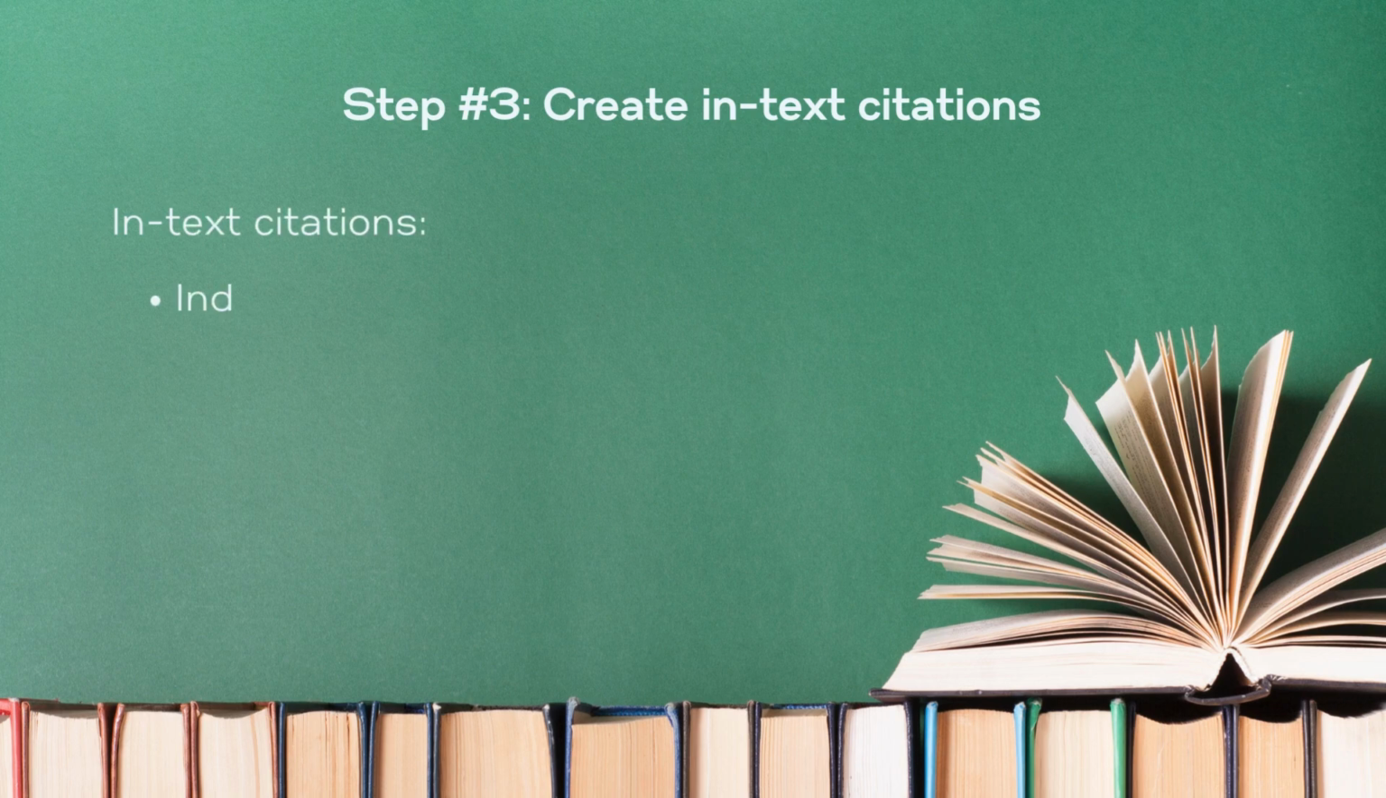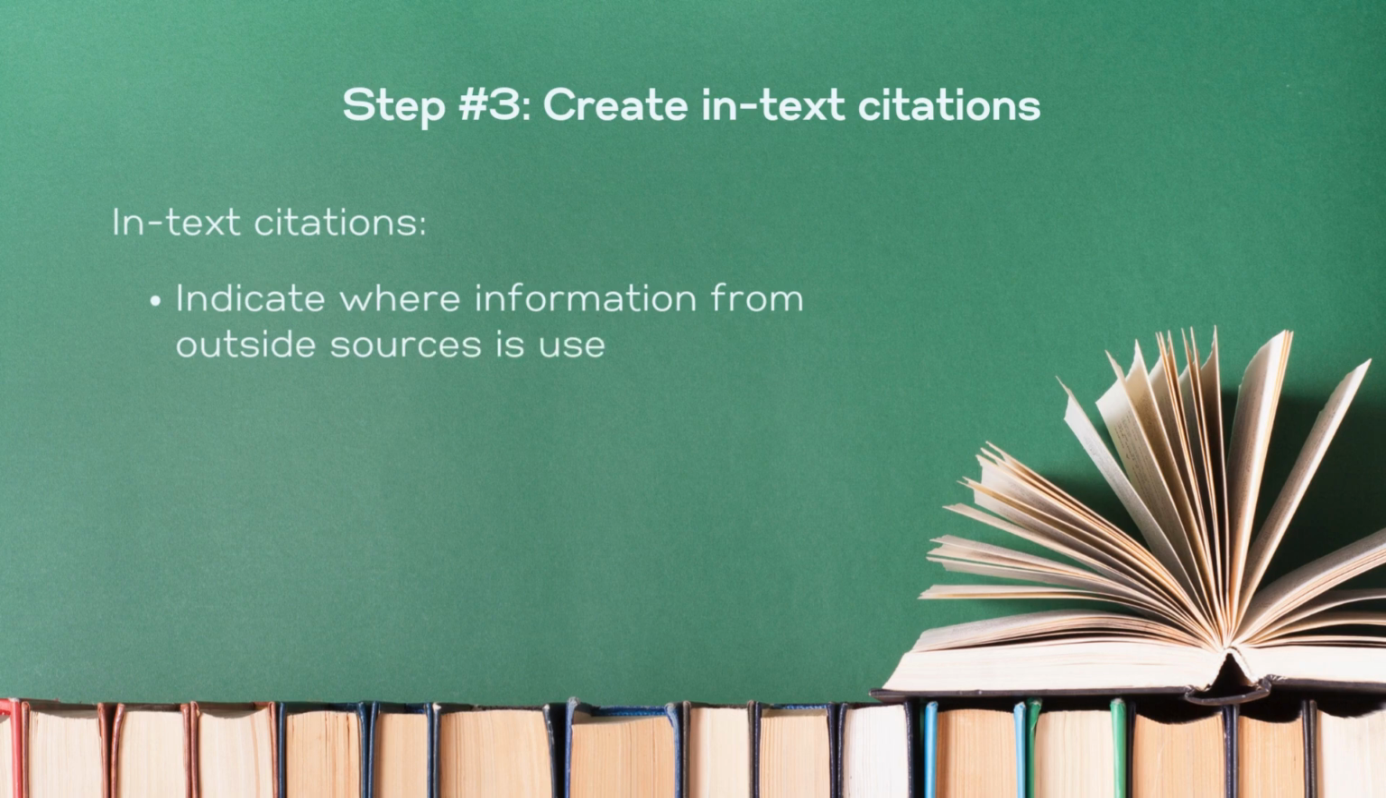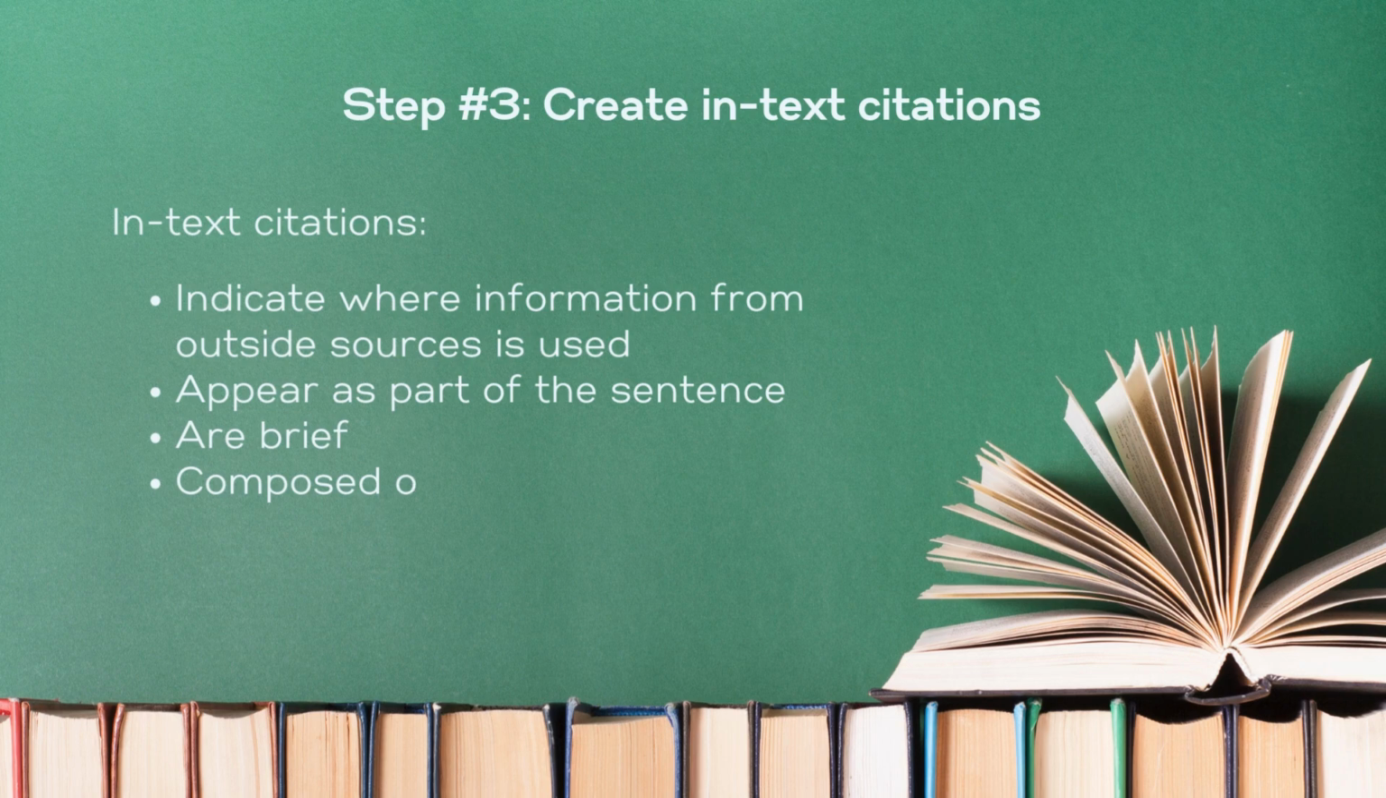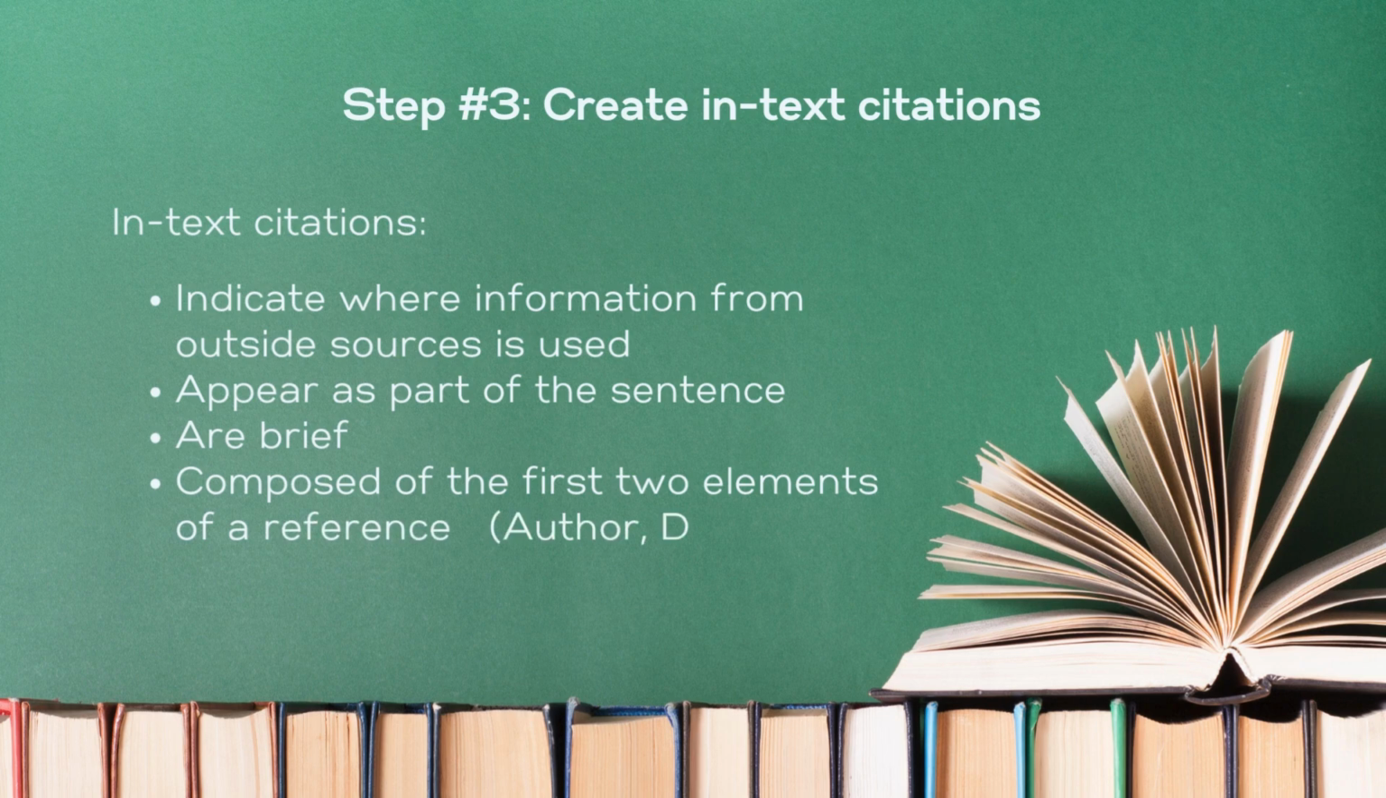Step number 3. Create in-text citations. In-text citations indicate to your reader that information from external sources is being used in your paper. These citations appear in sentences that use sourced material, so be sure to create them now to have them ready when you write your research paper. Because they appear in the text of the paper, in-text citations are intentionally brief to maintain the flow of the paper.